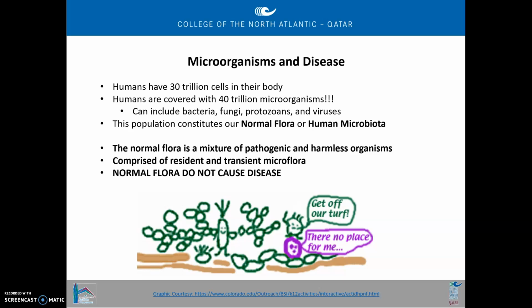Now, the old idea is that we were covered with 10 times the number of cells that we have in our own body. So the general rule used to be that we'd have a 10 to 1 ratio between bacteria and our cells. So 10 times more cells that are prokaryotic compared to our cells, which are eukaryotic.